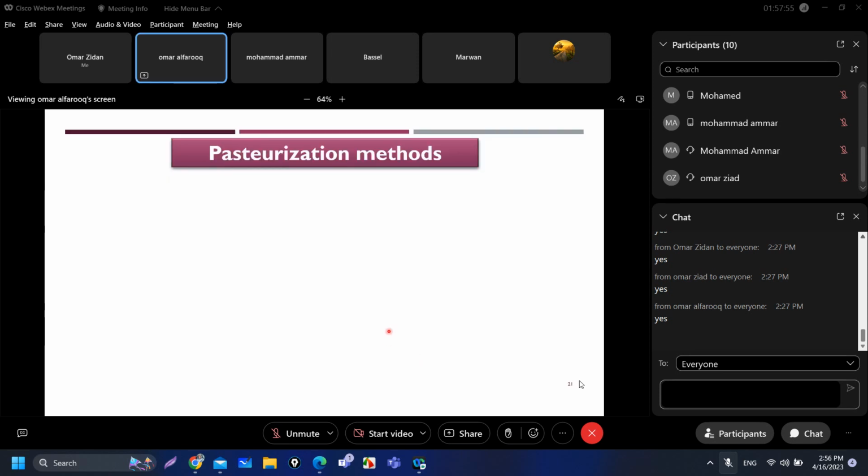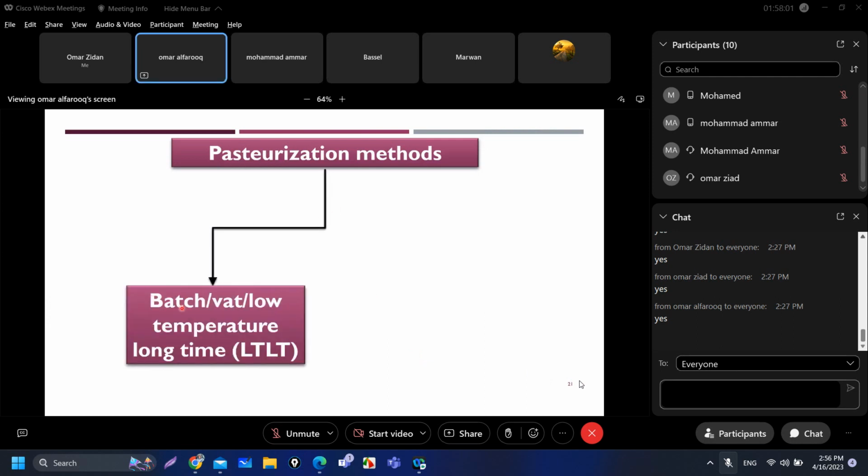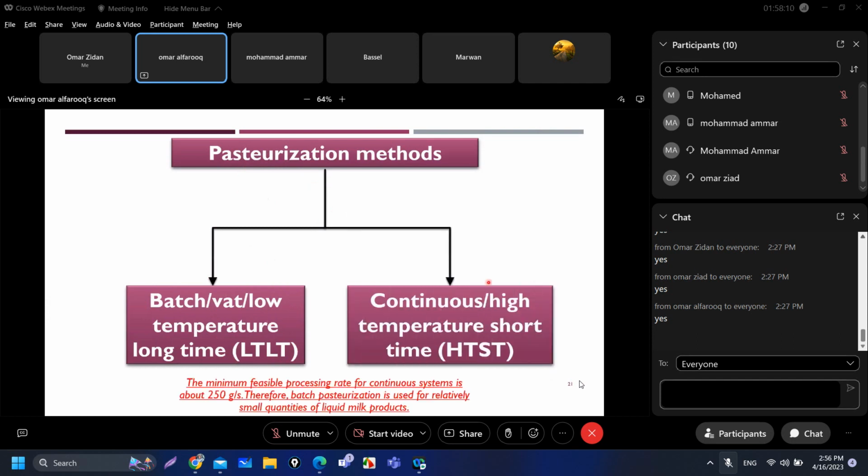Now, when we talk about pasteurization, there are two most commonly used methods. The first one is called batch pasteurization or VAT pasteurization, or even low temperature, long time, LTLT pasteurization. The second one is called continuous pasteurization or high temperature short time, HTST pasteurization. Now, what determines what method we use is the processing rate. If the processing rate is 2050 kilogram per second or higher, it is more feasible to use the continuous type. If it is less than this rate, then it is more economically justified to use batch pasteurization.